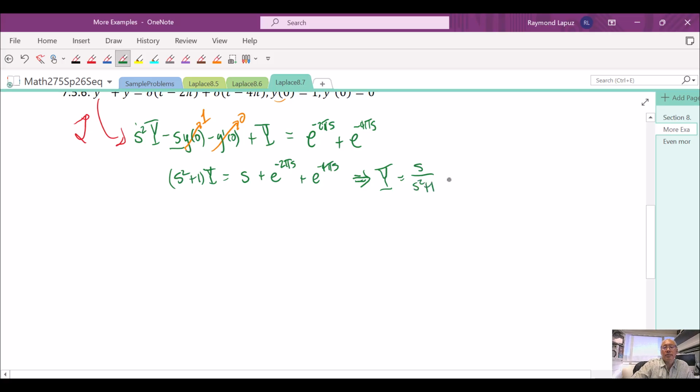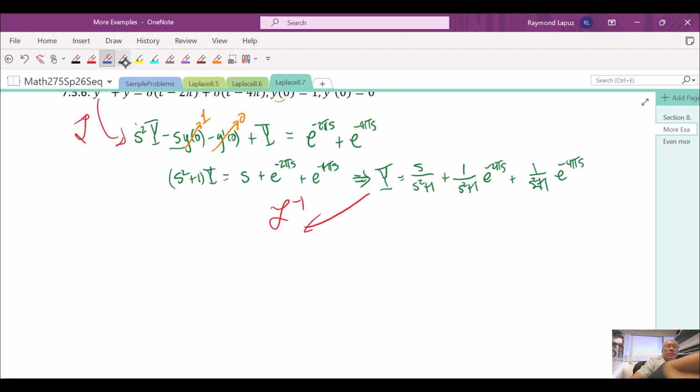I think that's a cosine. This is going to be 1 over s squared plus 1 times e to the negative 2 pi s. So that's just the sine function. Another sine function here, s squared plus 1. And this is e to the negative 4 pi s. All right, ready to go back to the real world.